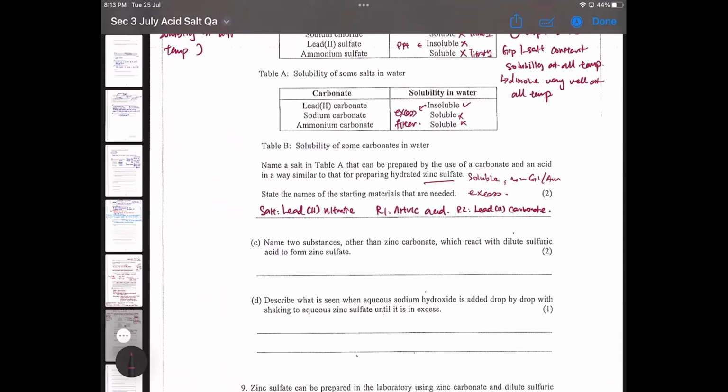Okay, so it says two other substances other than zinc carbonate, we can react with this. So again, carbonate is our best choice. So other things we can go for, zinc oxide is okay. Zinc hydroxide is okay. Because these two are generally insoluble, they can be added in excess.